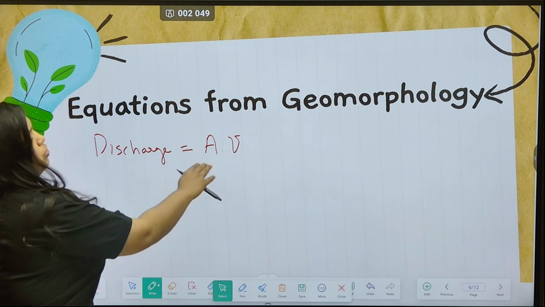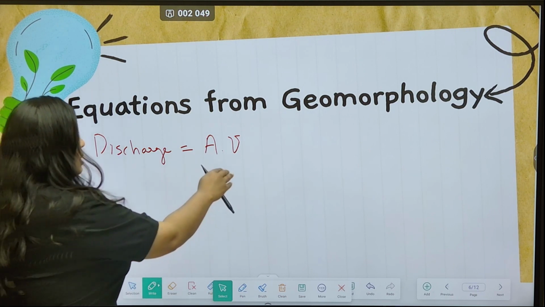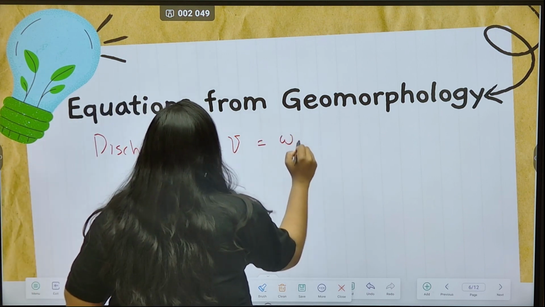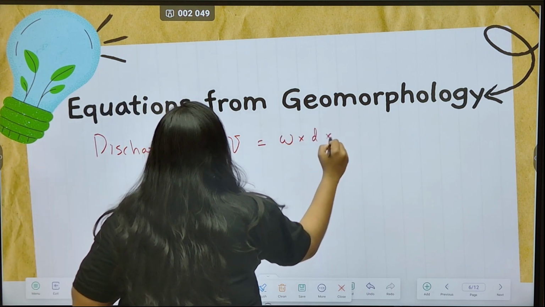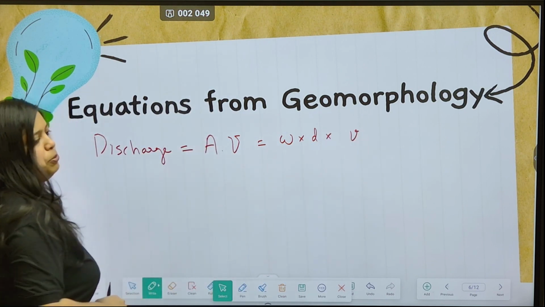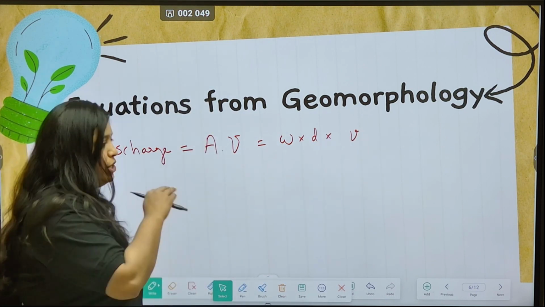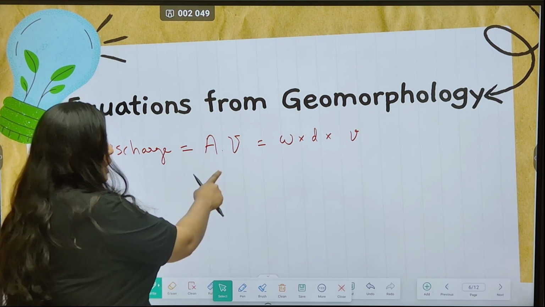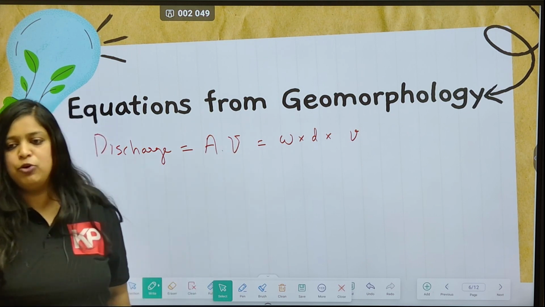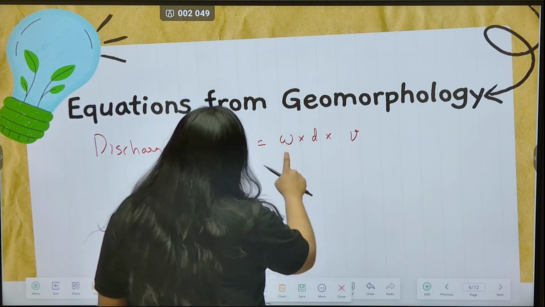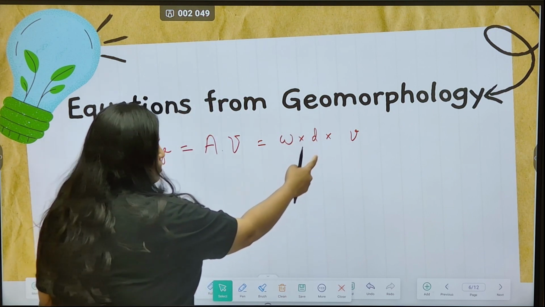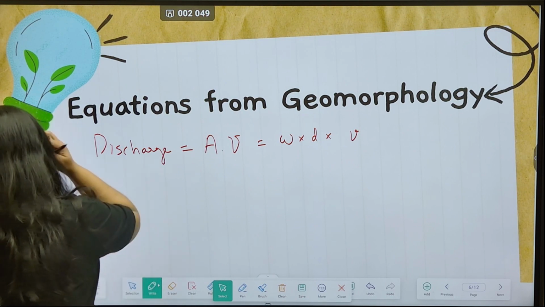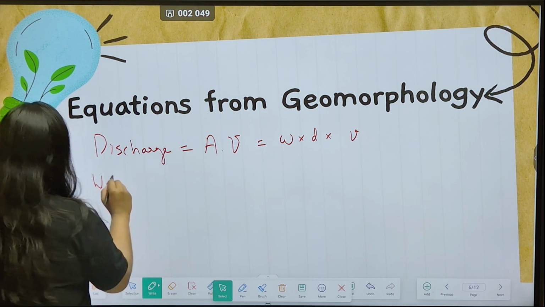So discharge is equal to the cross-sectional area of the channel multiplied by the mean flow velocity, or I can also write it as width of the channel into depth of the channel into mean flow velocity. Width into depth provides the average cross-sectional area. Remember, here we have to use the cross-sectional area of the channel and the mean flow velocity, or simply the average width of the channel multiplied by the depth of the channel into mean flow velocity. Now the next terminology is the wetted perimeter term.